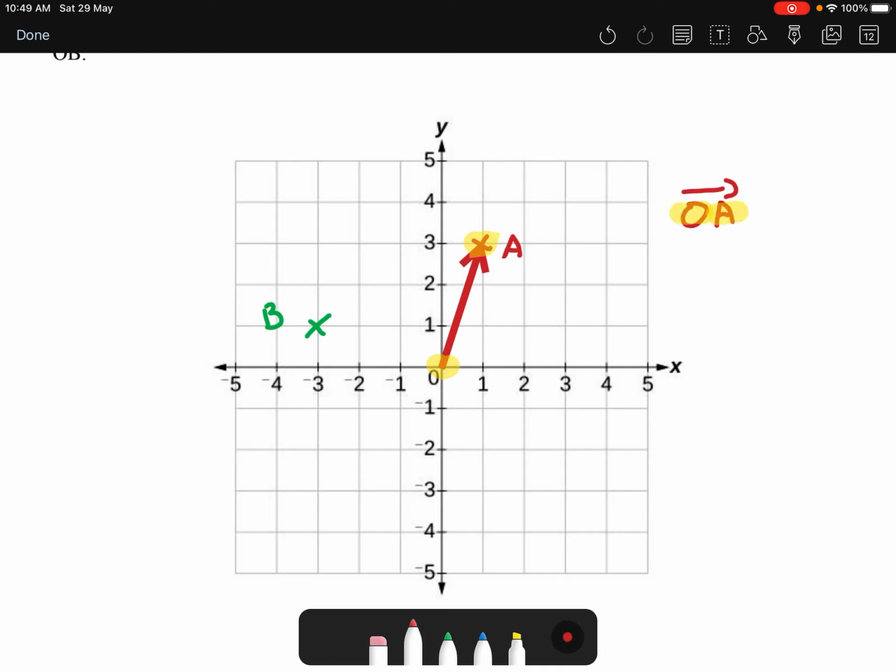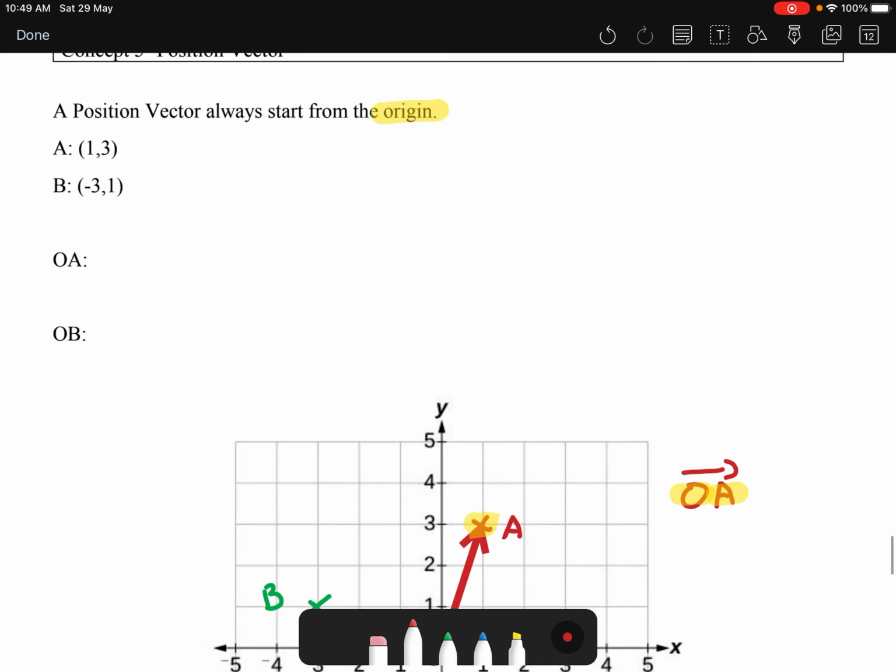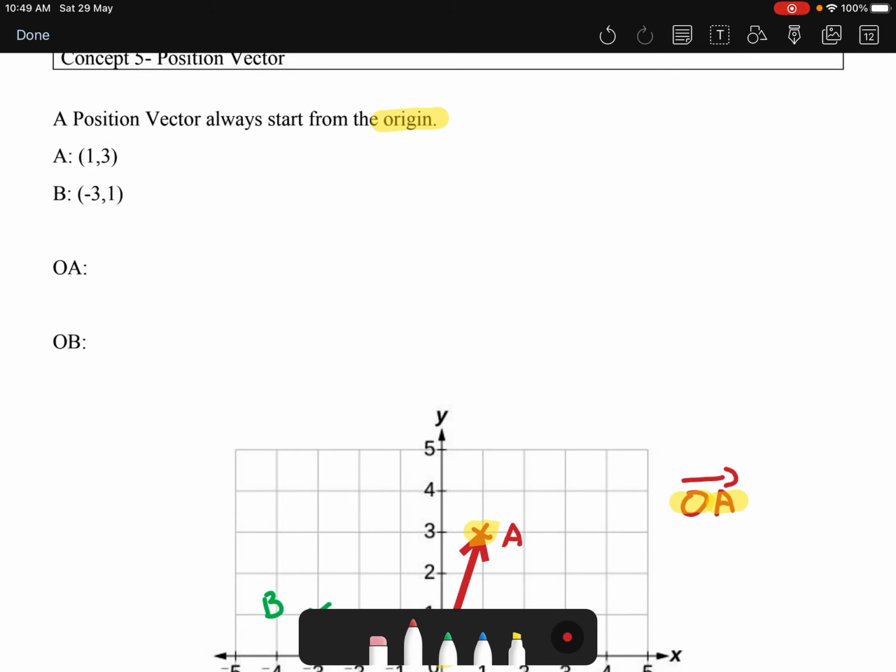Okay, so how do I represent a position vector? Very simple. You just copy everything the same, just that the 1 and 3 must be written in a particular orientation. Alright, so remember, what do the 1 and 3 represent? This is basically the same as your column vector. Your 1 represents the horizontal, and your 3 represents the vertical. Okay, so yeah, this is for OA.